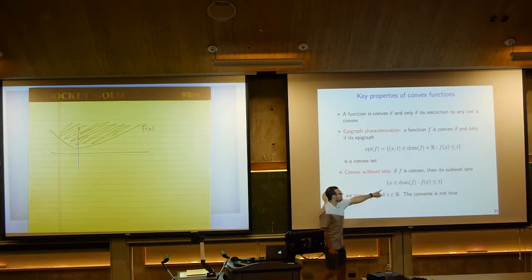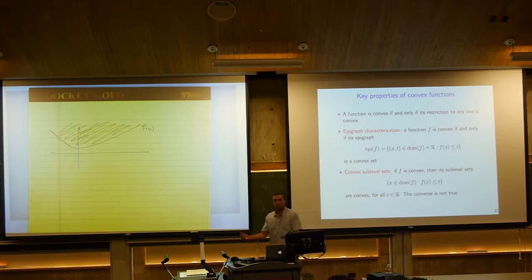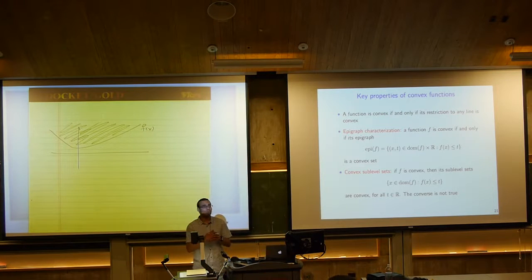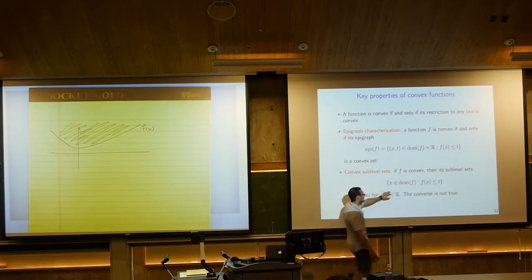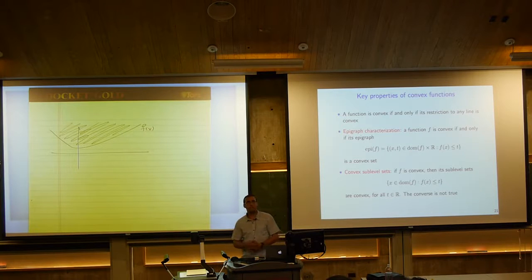If f is convex, then its sublevel sets are convex. If you give me any convex function, and I look at the set of all points x for which that function is less than 1, that's a convex set. For which it's less than 2, it's a convex set. Doesn't matter, you can choose any fixed t, the sublevel set at t is going to be a convex set. The converse is not true. If you had all convex sublevel sets, the function itself need not be convex. Who can think of a counterexample? A function whose sublevel sets are all convex, but the function itself is not a convex function.